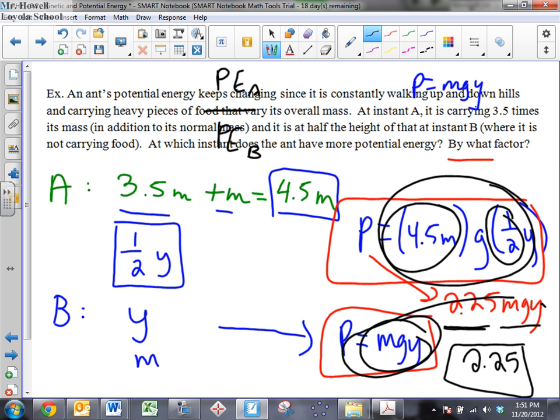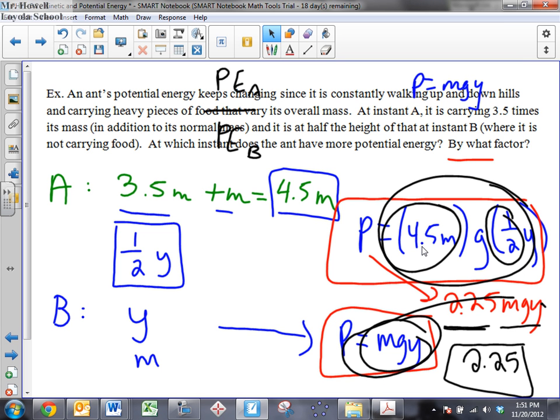Livia. It said that at instant A, it's carrying 3.5 times its mass, and it's at half the height of instant B. So we call instant B y, just some variable. Say it's the height y. So what is this? Half of that. So if you want to call the height at instant B 10, then the height at instant A is just 5. Okay, so you can pick numbers, that's fine, or you can use the variables that you select. Okay? Alright, let's go on to the next thing.